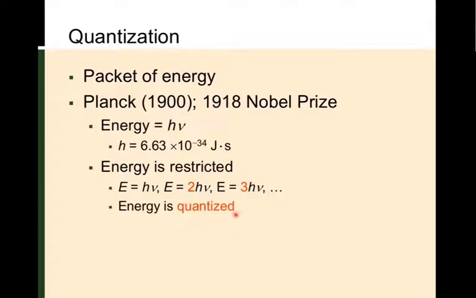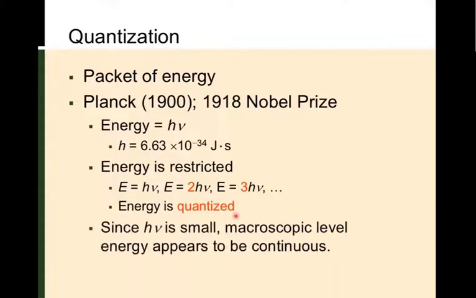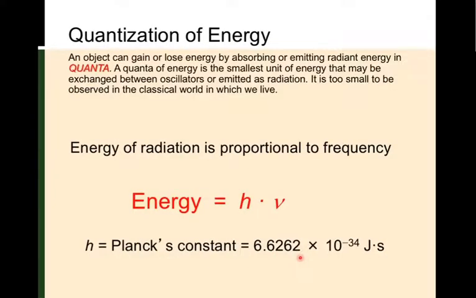So energy has to be quantized. There are only specific amounts of energy that an electron can absorb. Since h nu is small, macroscopic level energy appears to be continuous. So an object can gain or lose energy by absorbing or emitting radiant energy in quanta. A quanta of energy is the smallest unit of energy that may be exchanged between oscillators or emitted as radiation. It is too small to be observed in the classical world in which we live.